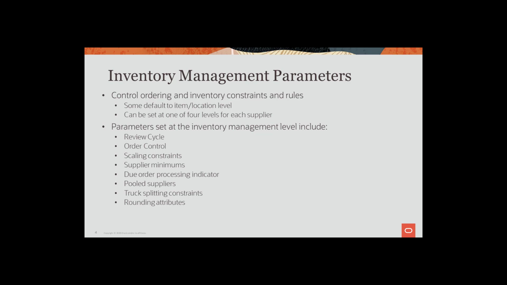These include review cycle, or how often the item's inventory level should be reviewed to determine if stock should be ordered, order control, which references how the order should be created, manually or automatically, scaling objectives, such as scaling to multiple vehicles and designating location or order level for their application, supplier minimums, due order processing parameters, which specify when orders are created for certain kinds of replenishment, pooled orders, or pooled suppliers, which allow orders for smaller suppliers to be pulled together for a single delivery from the pooled supplier, truck splitting constraints for dividing up orders efficiently for deliveries, and rounding attributes.